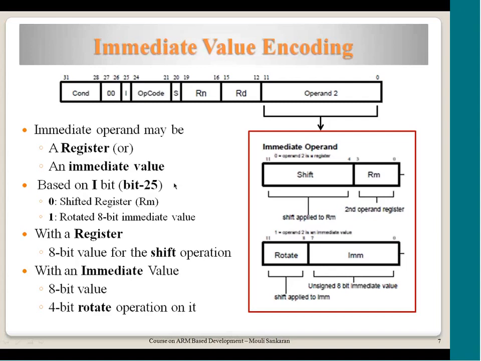Now based on the I bit, it will decide. If the I bit is 0, it will interpret this bit combination as RM followed by a shift operation. Otherwise, it will interpret it as values: the first 8 bits will be interpreted as some immediate constant, followed by what rotate operation needs to be performed on it.